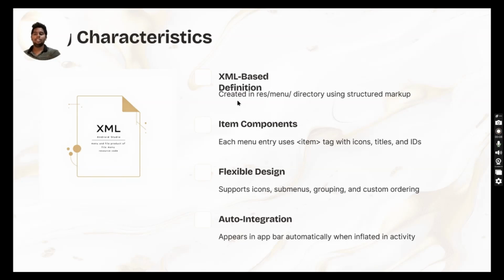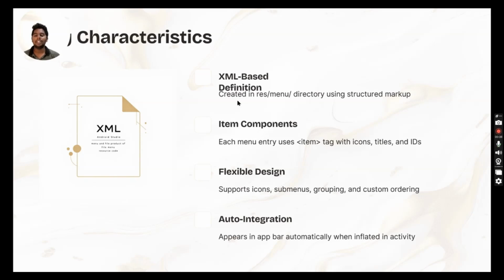So here in the characteristics we have discussed XML based, the definition of an XML file. Then items component. Here items like icons, titles and IDs are defined as item components. Each menu entry must be used by these items. Next, flexible design. Support icons, submenus, grouping and custom ordering. Here by using the options in menus, we can create a flexible design like icons, submenus, grouping in an easier way.